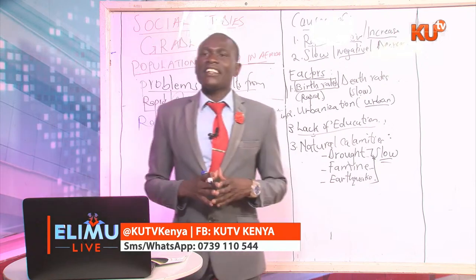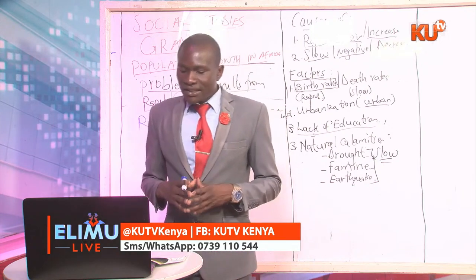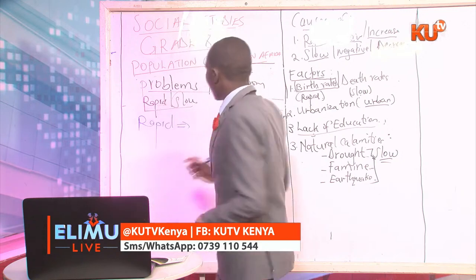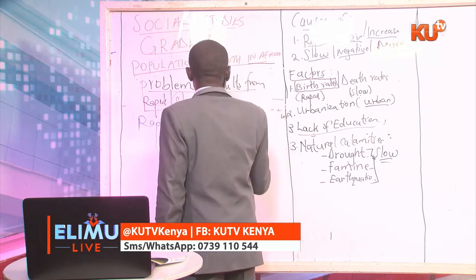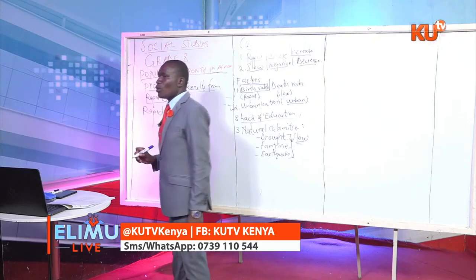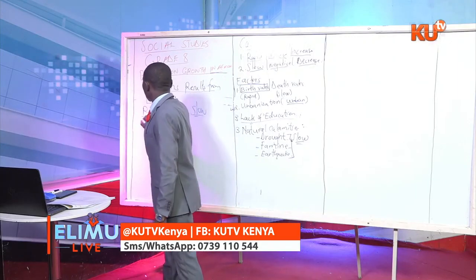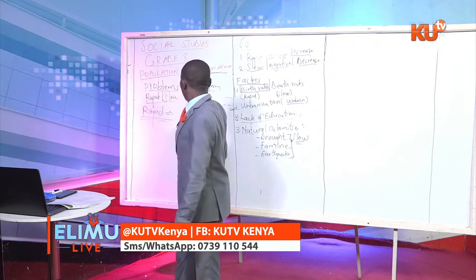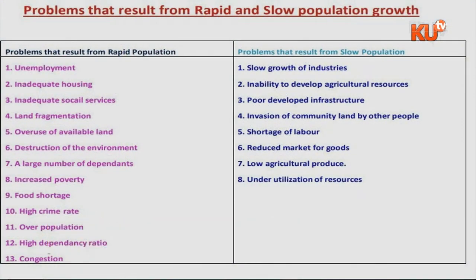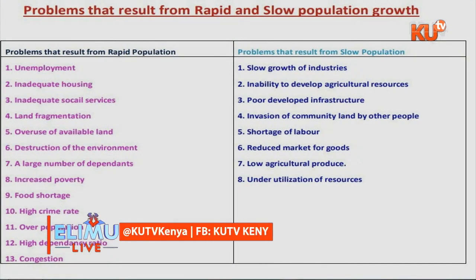If we go to the other side, the problems resulting from slow population growth. Slow population growth also has problems. When people are very few, what are some of the problems that will result in a population where we have low or negative population growth? One, there's going to be slow growth of industries because we will not have enough labor. Because of shortage of labor, industries will grow slowly.